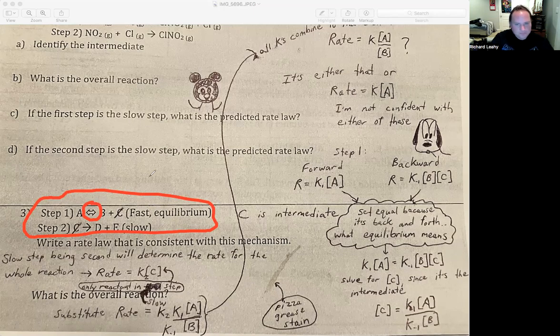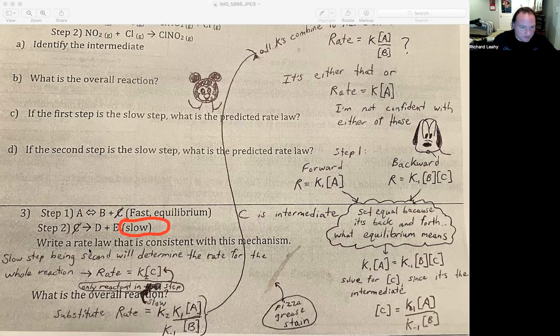So where do we start here? Let's start here. The slow step is the thing that most determines what's going on. So I wrote this: slow step being second will determine the rate for the whole reaction. If the slow step is first, that's something else. You deal with that a little bit differently.